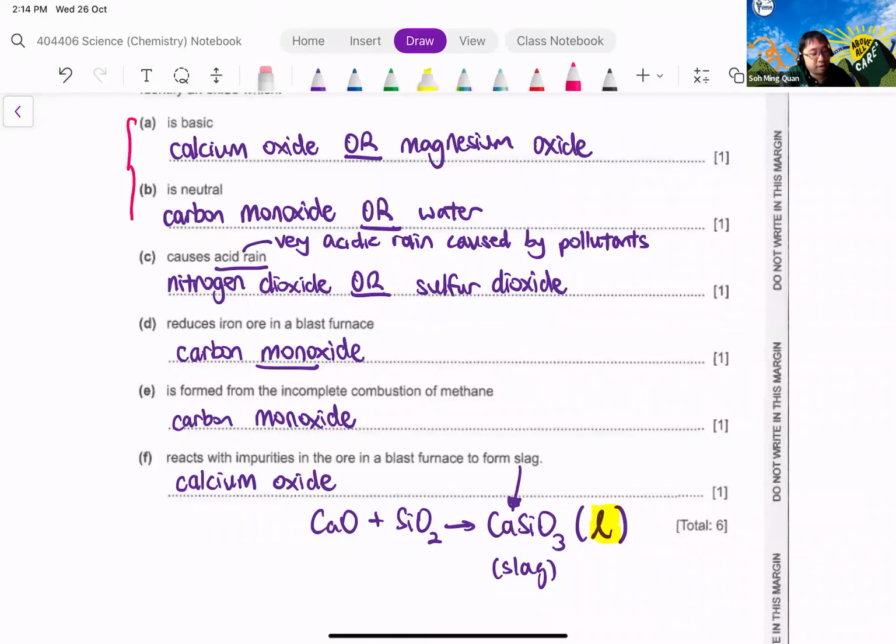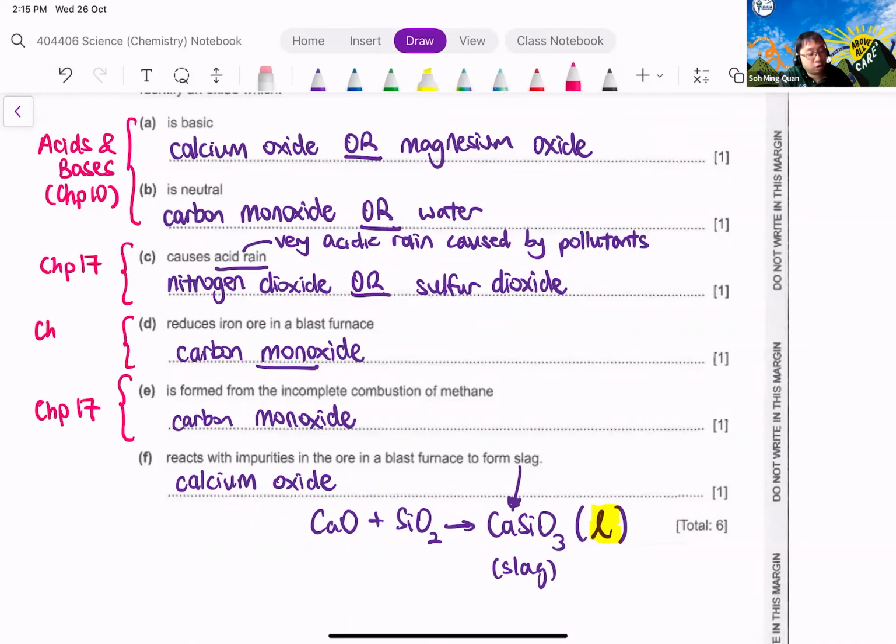All right, so this is obviously acids and bases. That's chapter 10. And then you have acid rain. This one is chapter 17, atmosphere and environment. Same for incomplete combustion, that's chapter 17. Then you have the blast furnace, that's metals, chapter 13. So please revise these topics.